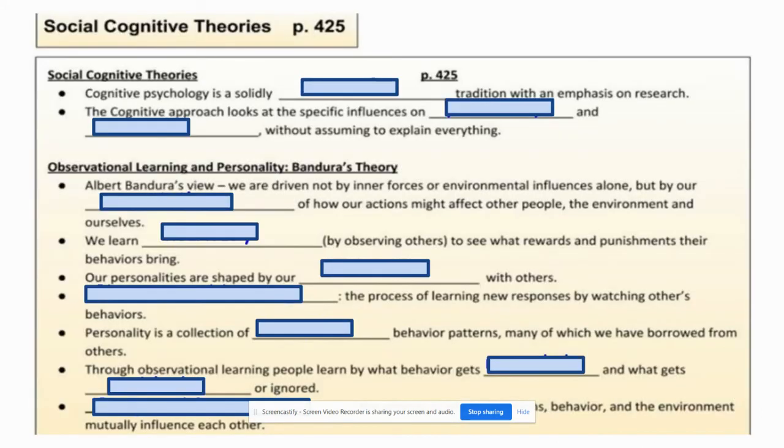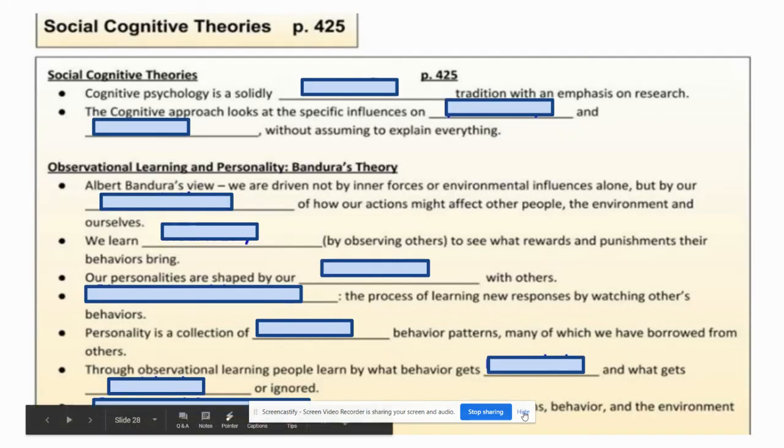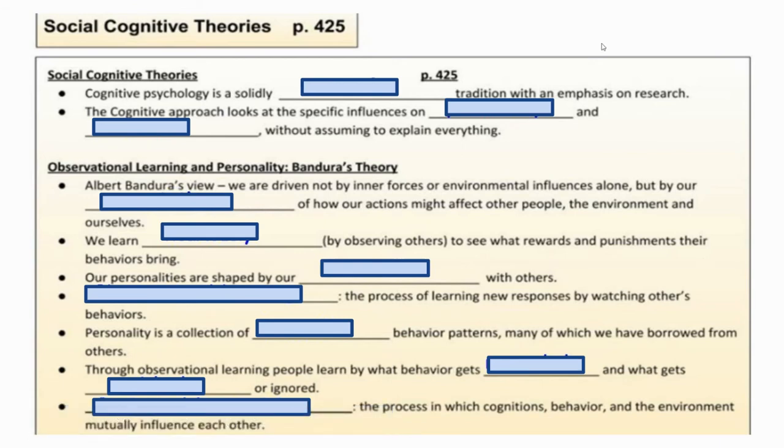So, as we go along, make sure you're jotting down what you need. We're going to talk a little bit about the social cognitive theories. These are basically theories that are based a little bit on cognitive psychology, in the sense that you have a scientific tradition with emphasis on research. The cognitive approach looks for specific influences on personality and behavior. So we're combining these two things together without assuming to explain anything.